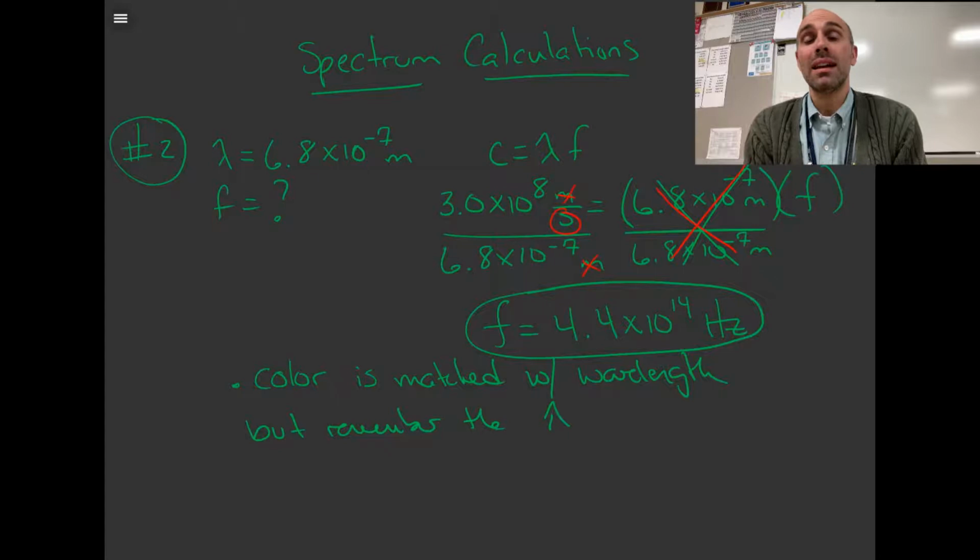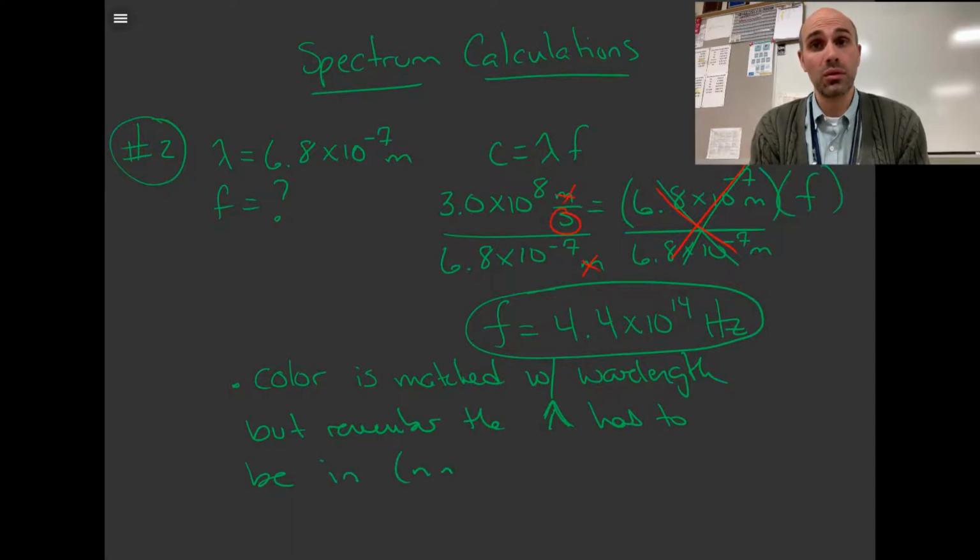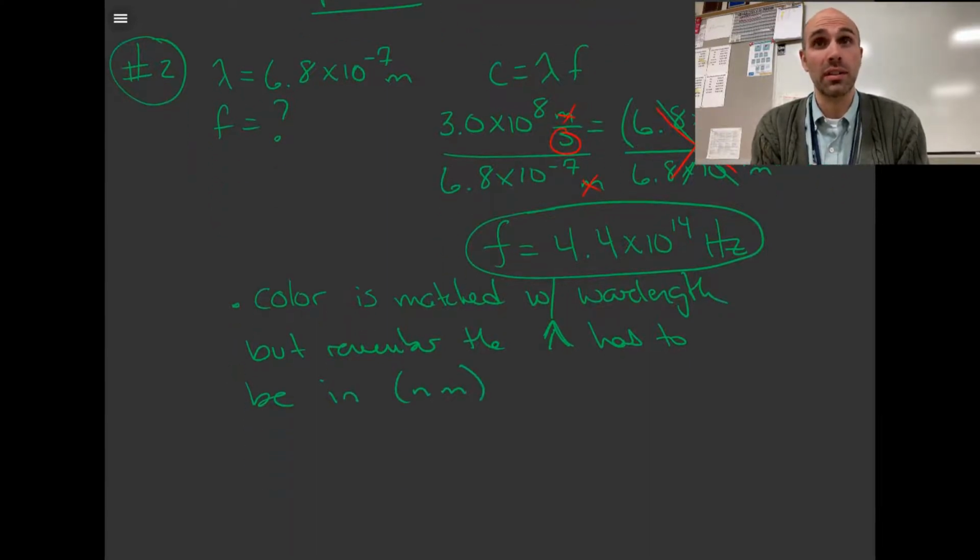Now, take a look at that. The 3.0 times 10 to the 8th, we don't care about sig figs with that. However, we do care about the sig figs with the 6.8. 2 sig figs there, so we round our answer to 2 sig figs as well.